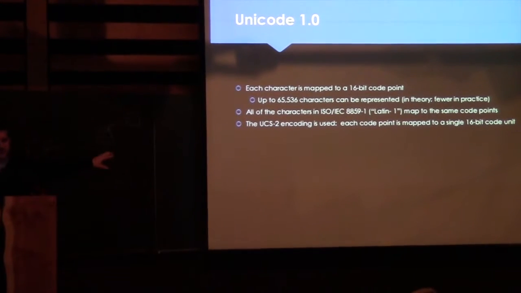And this encoding that came with Unicode 1.0 is called UCS-2. Each code point is mapped to a single 16-bit code unit. The 2 is because it's 2 bytes.